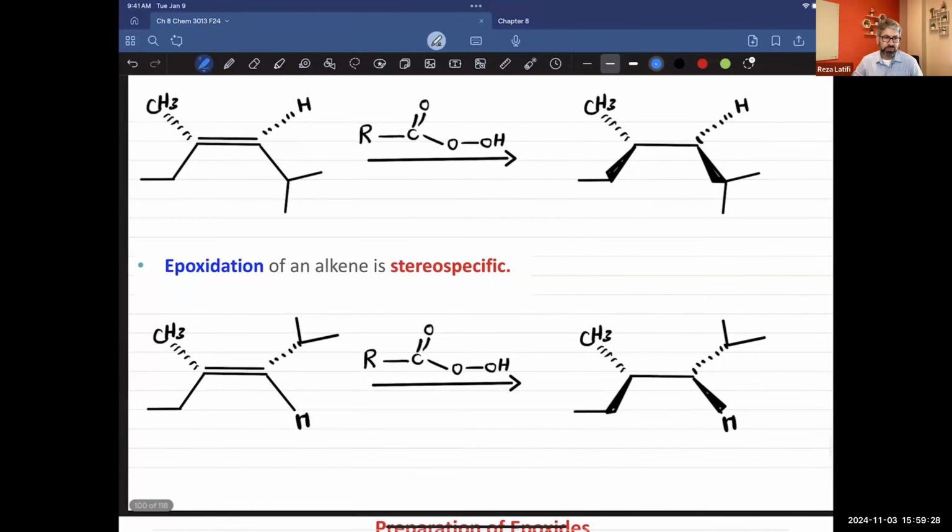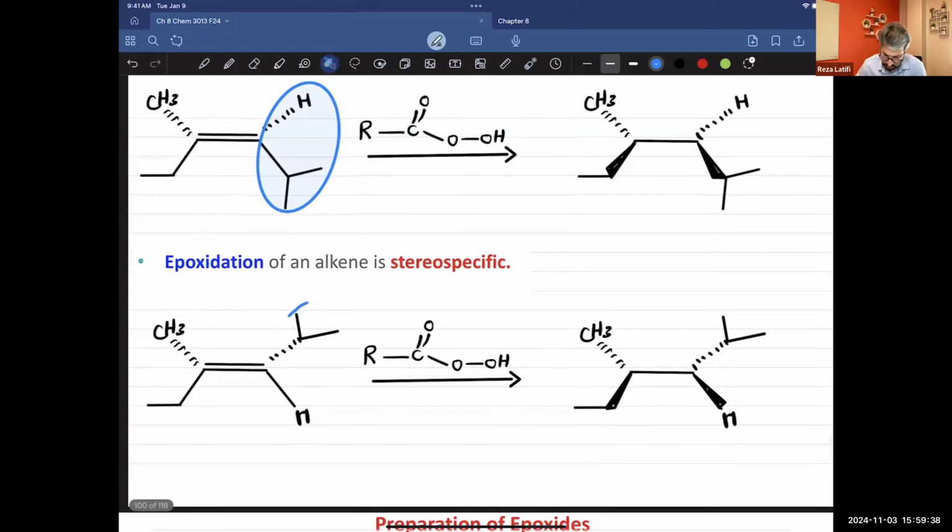Now I have two compounds, and the only difference between them is the position of these two substituents. Let's check those two. We change the position of those two substituents, so what will happen? In the first one, I have ethyl here, that's going to be the first priority. And this one also the first priority. They are on the same side.